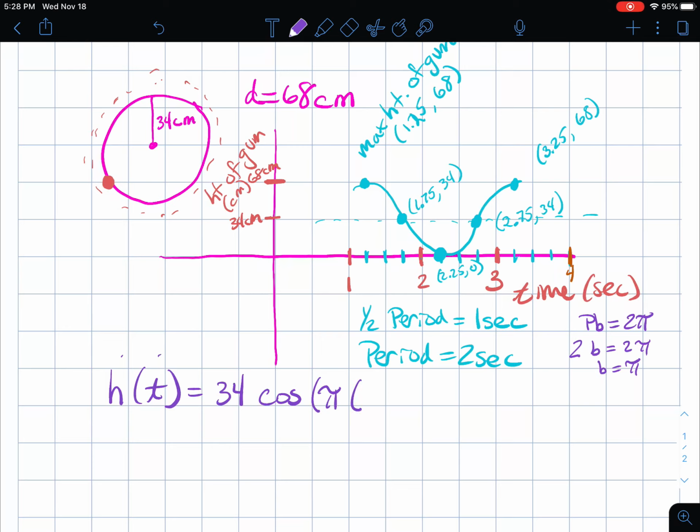Now, where did I start this? I started right here at 1 1/4, and I ended that cycle at 2 1/4. So that means we're going to say t minus 1.25 seconds. That's going to shift us to the right, 1.25 seconds. And then we are going to have our midline up at 34. That's where that midline is drawn in the graph. So this is our function.